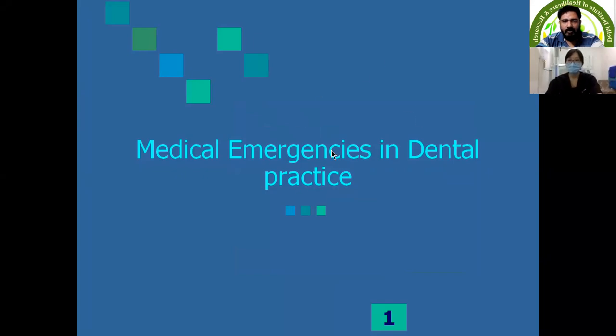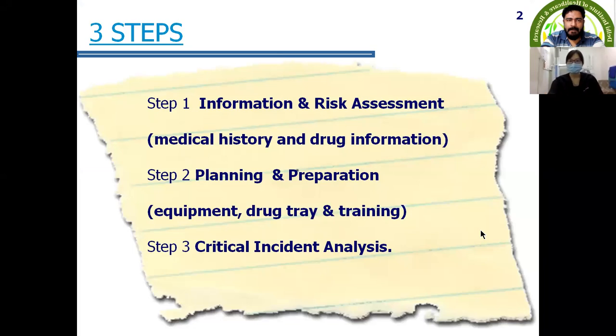Yes. So, medical emergencies in dental practice. So we'll just see how to manage, or what should be there for our first aid management. Step 1 is information and risk assessment. Medical history and drug information should be there with you. Planning and preparation: equipment, drug tray and training.